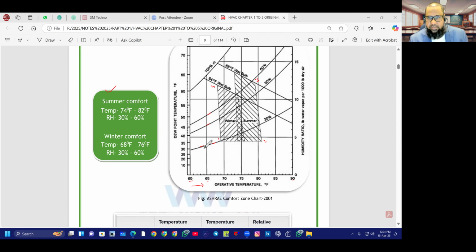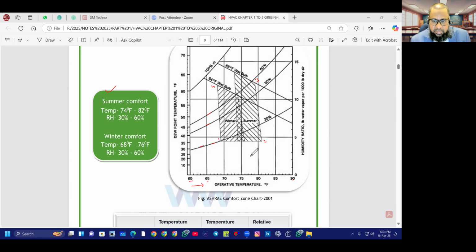Temperature you can understand, because feeling hot or feeling cold, according to that we can increase or decrease the temperature. But RH, relative humidity, is also important for human comfort. How exactly, we'll discuss in chapter 4. At this level, these are the standard conditions as per ASHRAE thermal comfort standard 55.